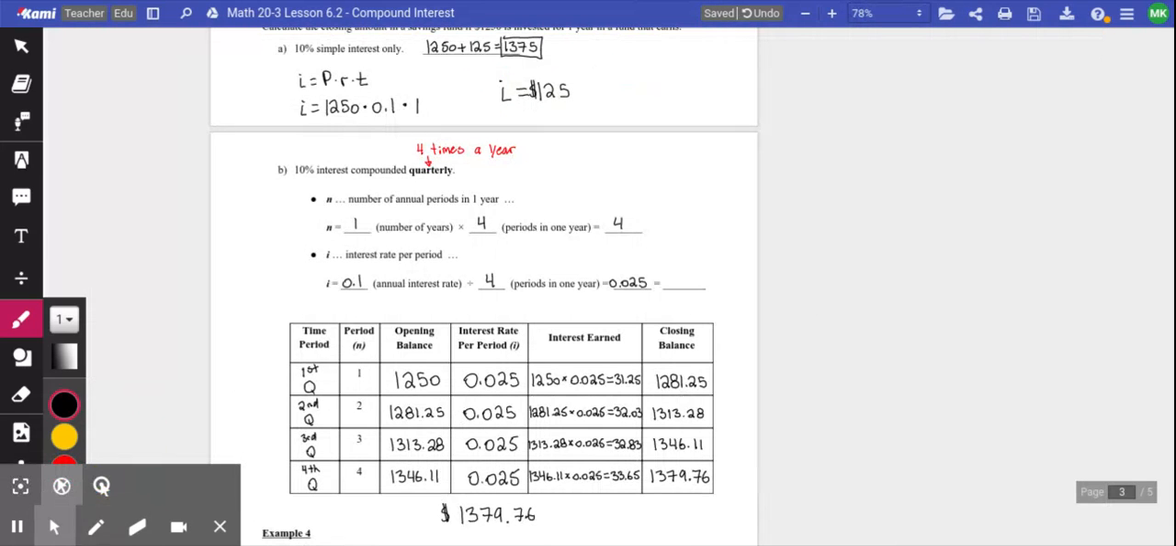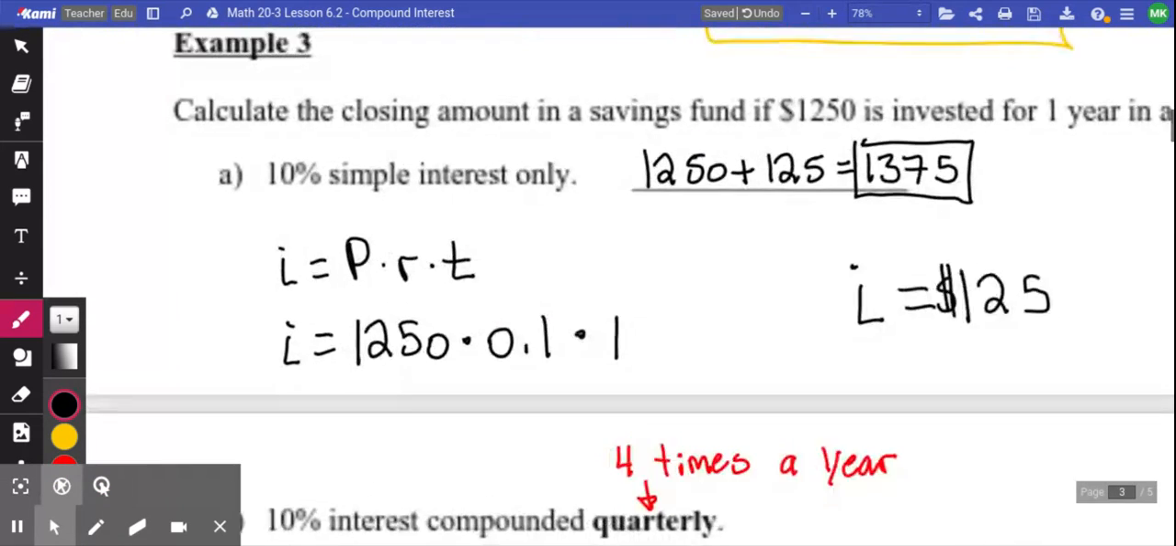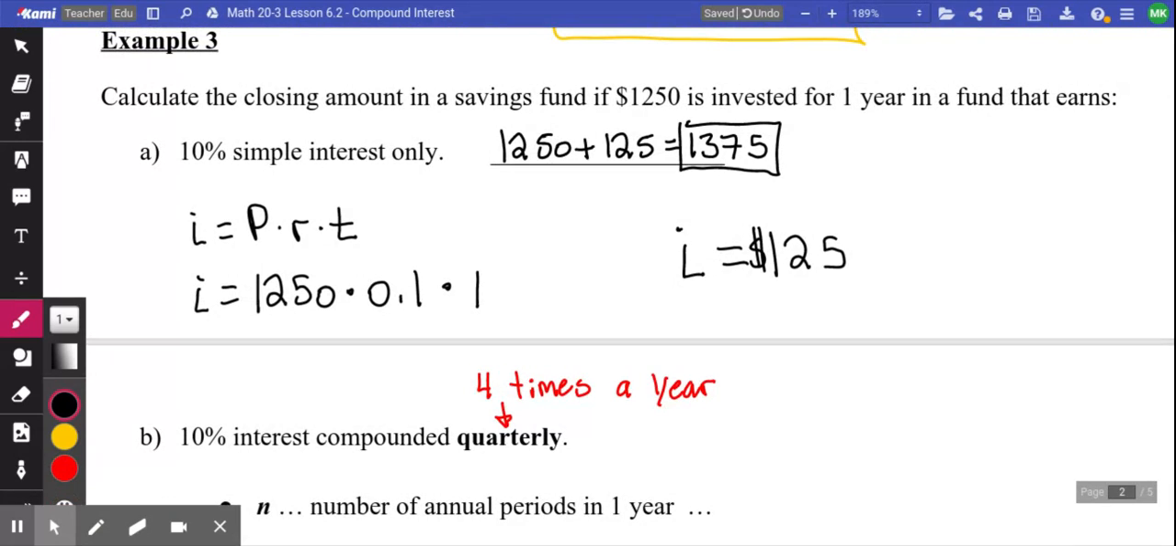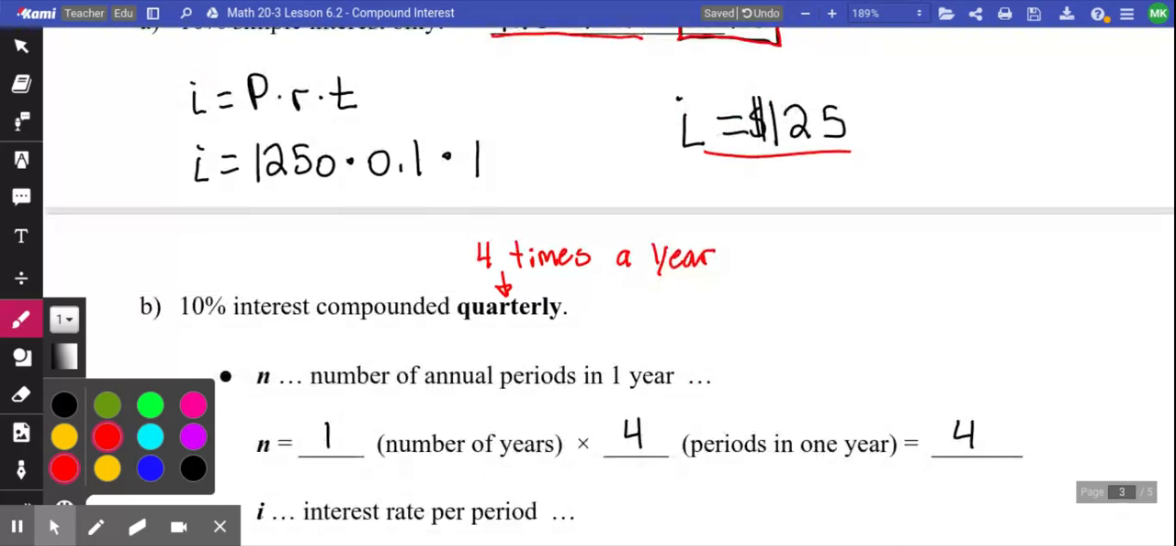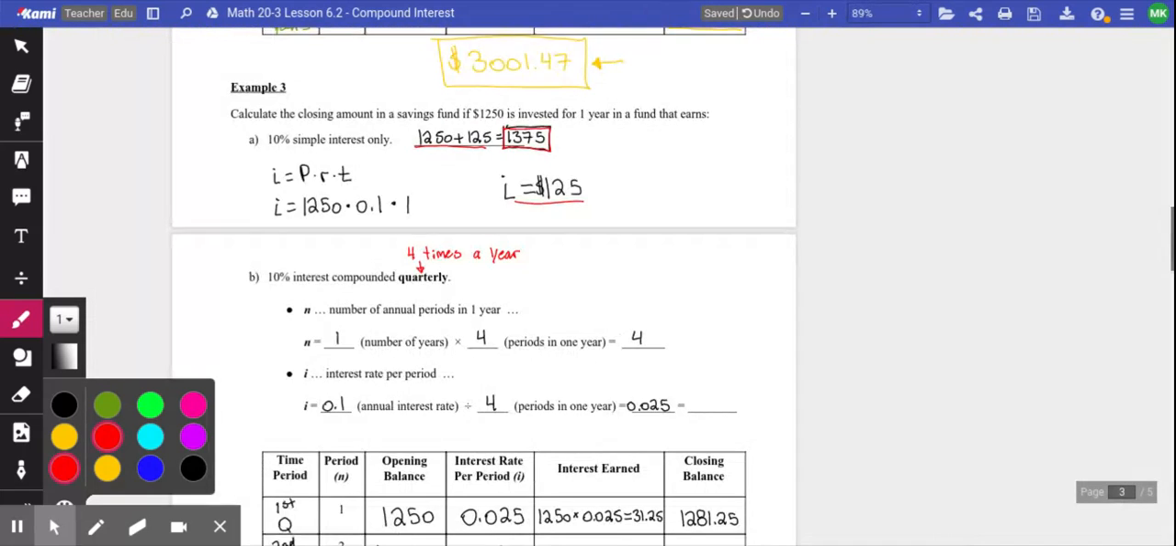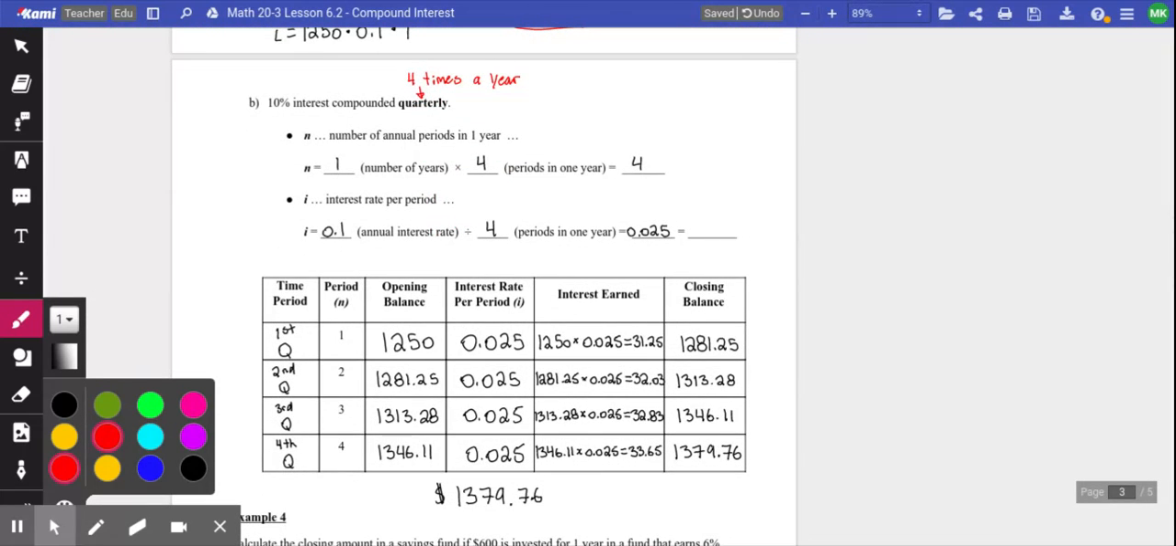All right, so those are your answers for question 3. So the first part, we had to just take our interest, multiply by our principal, our rate, and our time to get a total of $125 in interest. Right? That $125 plus the original amount gave me my $1,375. If we look down here, we then had to make a chart for quarterly.